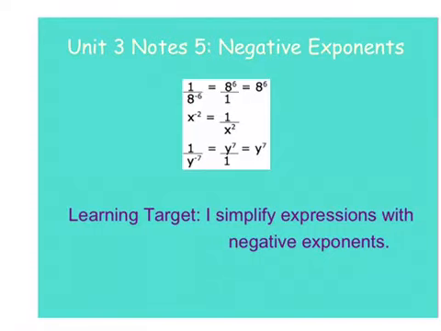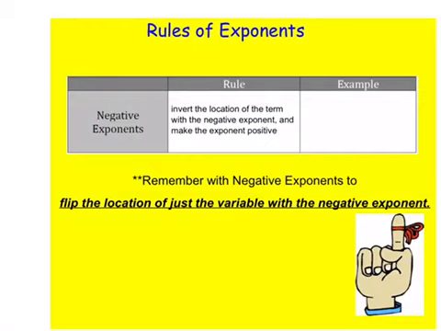Welcome to Unit 3, Notes 5, which deals with our last exponent property, negative exponents. So today our learning target is I can simplify expressions with negative exponents. So we've looked at properties for multiplying powers, we've looked at properties for dividing exponents, when we have a power to a power, and when our exponent is 0. So the only thing we haven't talked about is what we're going to look at next, which is negative exponents.